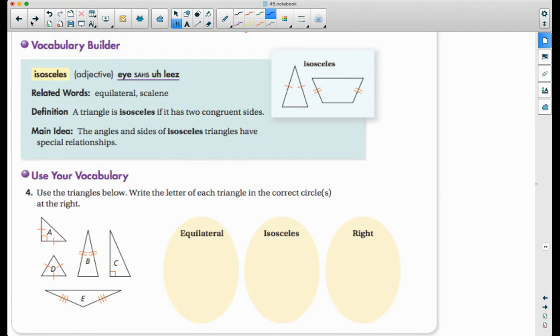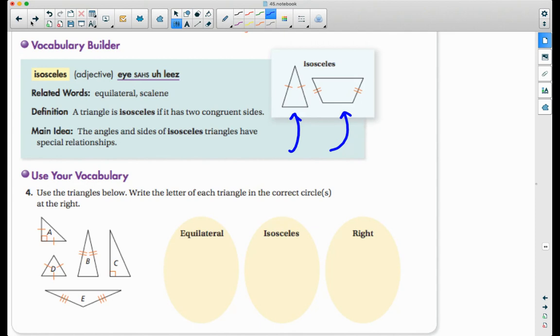Isosceles is our word for the day. A triangle is isosceles if it has two congruent sides. All right. So these are examples of isosceles figures. This is an isosceles triangle. This is an isosceles trapezoid. The angles and sides of isosceles triangles have special relationships. We're going to look at that today.